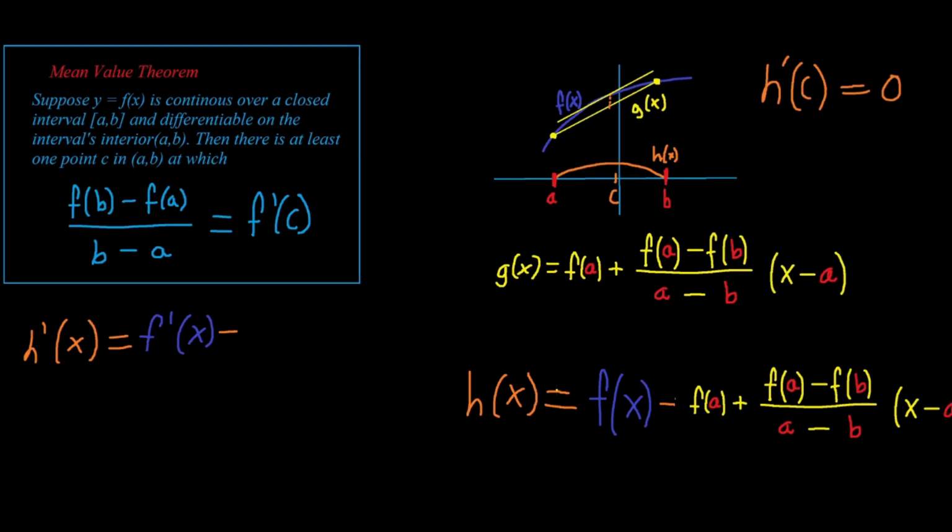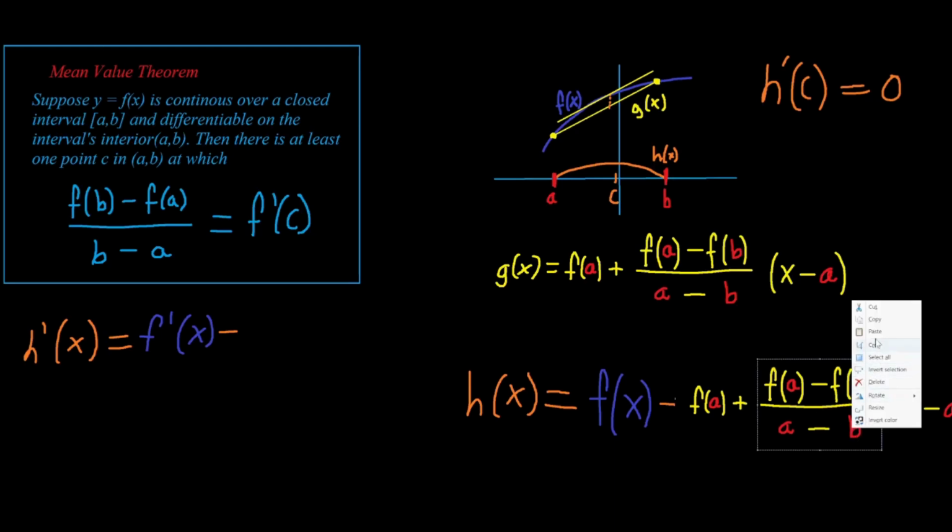f of a is a constant, so it will be 0, plus this term right here: f of a minus f of b over a minus b times x minus a. The derivative of x minus a is just going to be 1, because a is a constant and x is just a power of 1. So it'll be a constant times the derivative of x, which is just the constant. So it's just going to be f of a minus f of b over a minus b. I'm just going to copy that and put it right here.